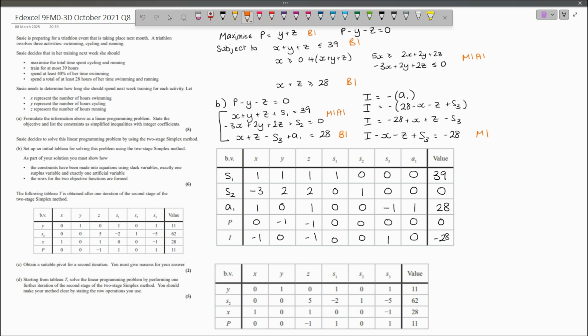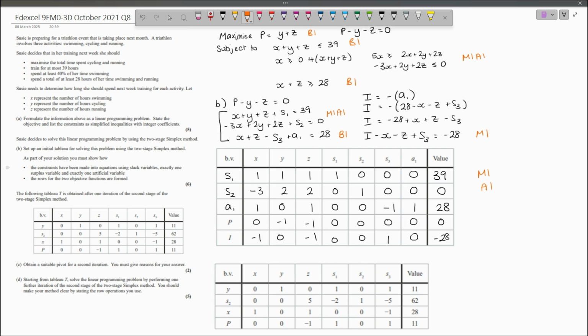And then setting up the table, there is a method mark and an accuracy mark. The method mark is for getting 2 full rows correct. And the accuracy mark is for getting all 5 rows fully correct. So that's another 6 marks. We've already seen 11 marks just for setting up the two-stage simplex method.